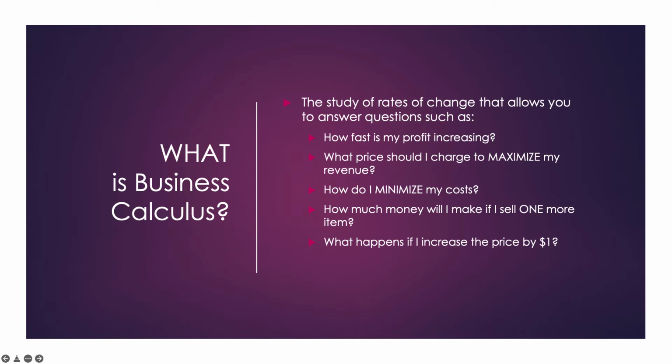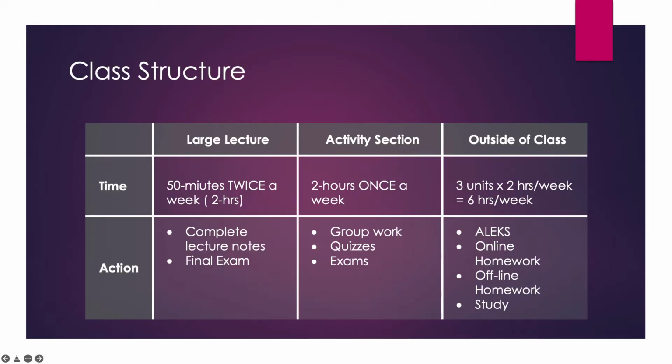So how are you going to learn this? Well, here's our structure. In the left column, you'll notice titled Large Lecture. You'll be meeting twice a week for about an hour with a professor in a room of anywhere from 100 to 200 students. You will be completing lecture notes and taking your final exam in this location. The middle column talks about your activities section. This is another 2-hour occurrence where it's only once a week in a small group of about 30 students where you'll break down into smaller groups to do work, take quizzes, and exams. Keep in mind, quizzes and exams and the final could all change based on the format of the class.